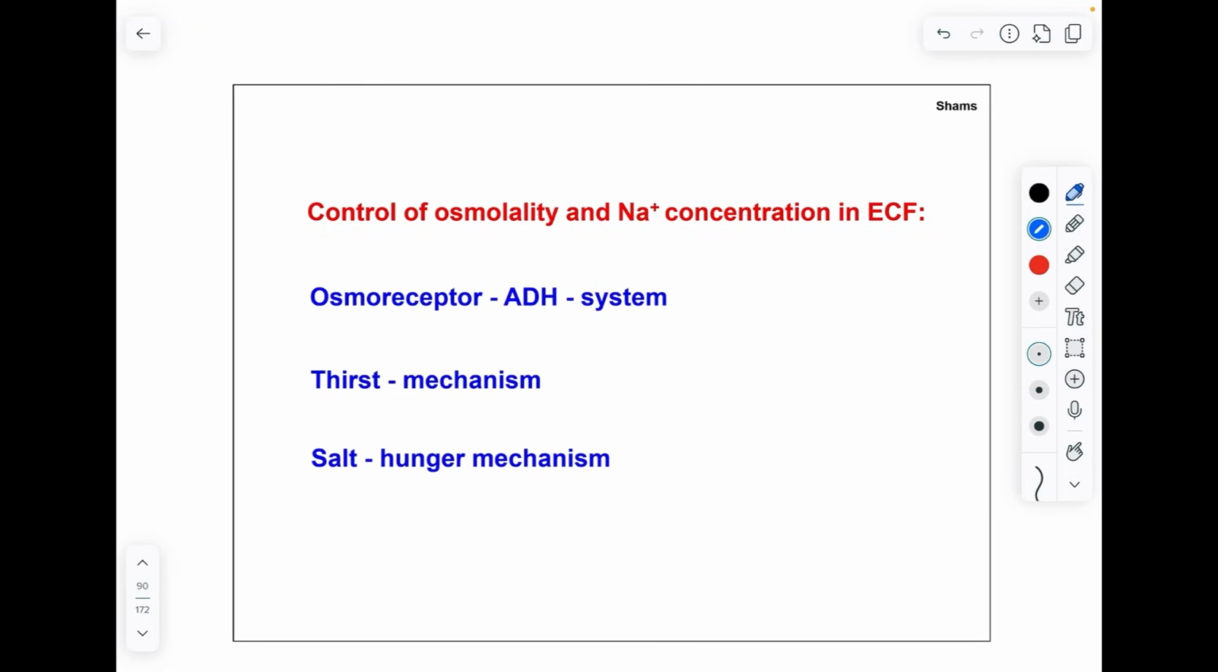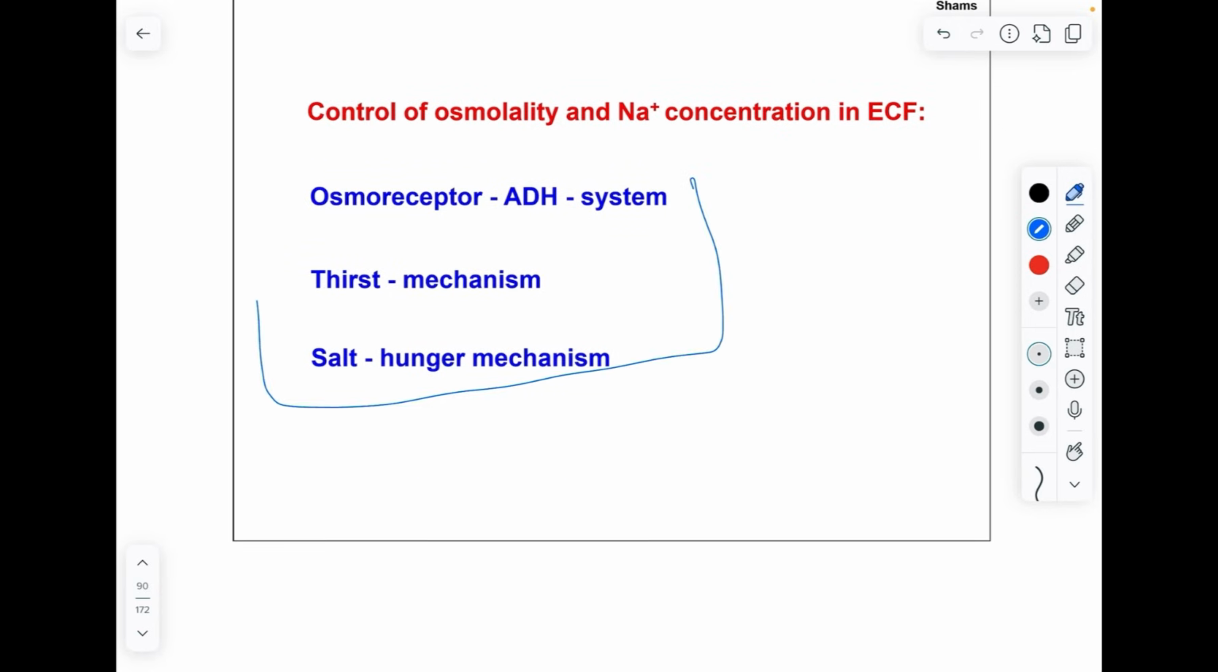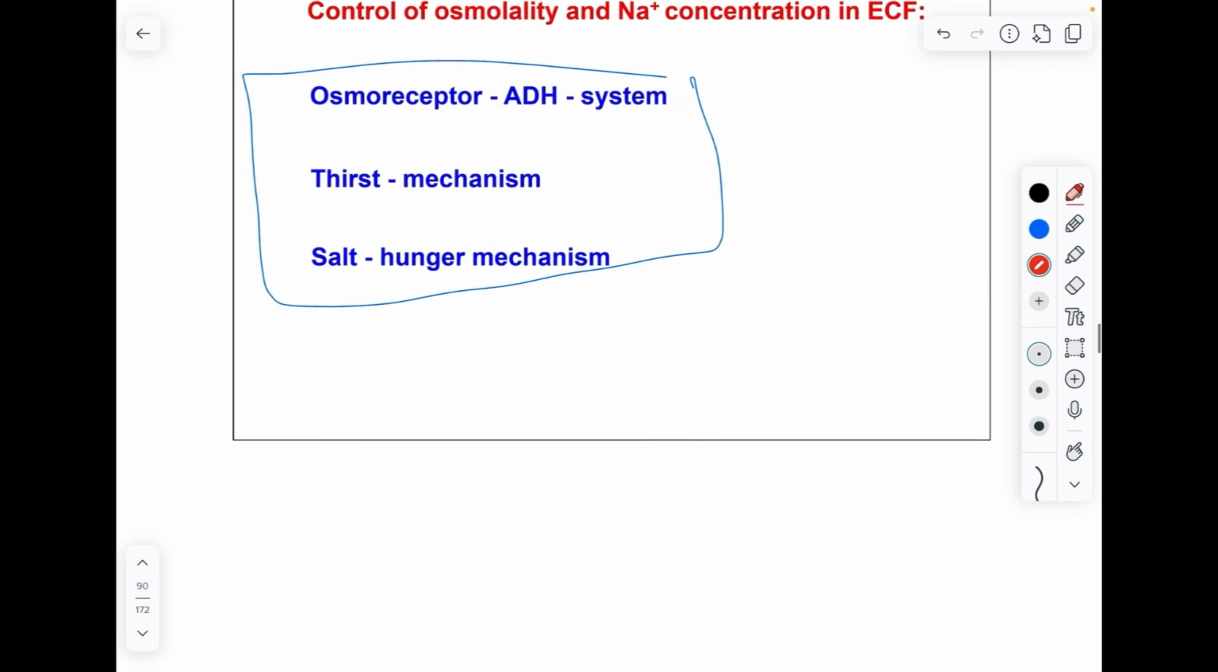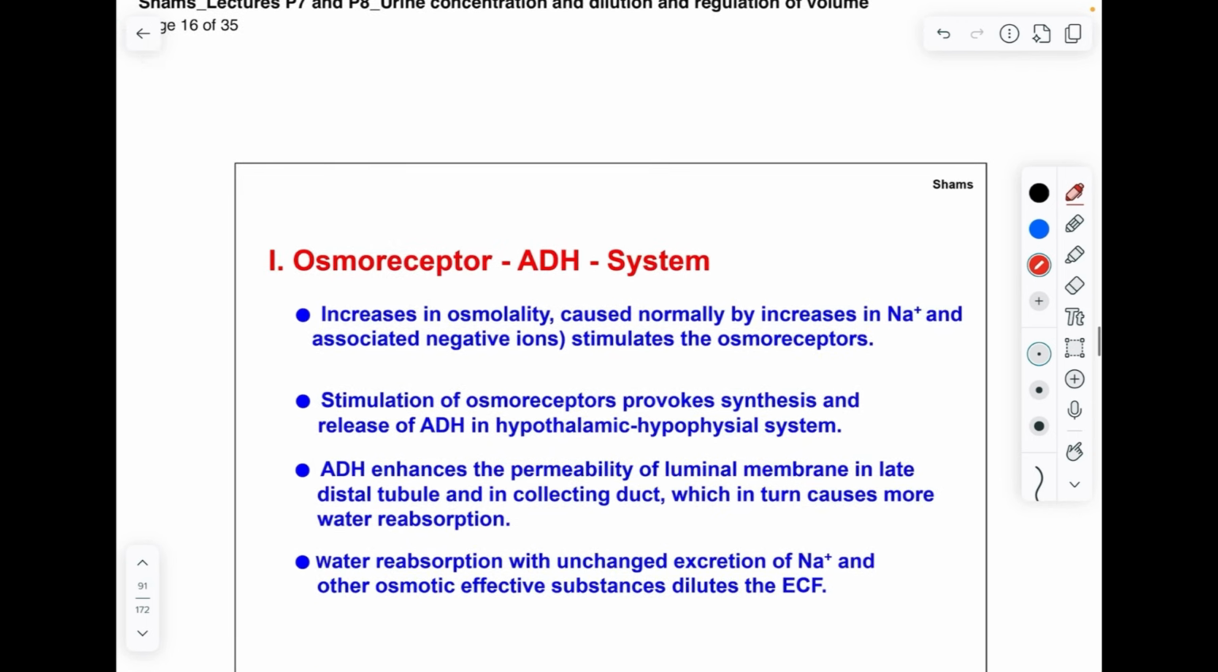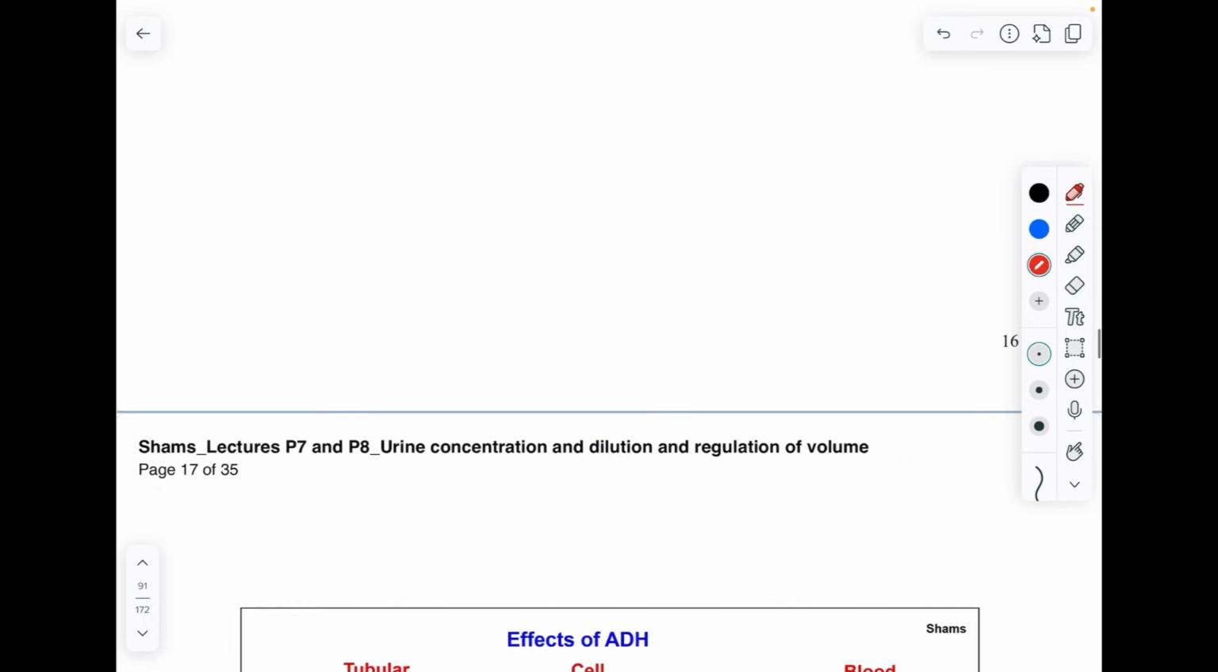We were talking about the reabsorption and all of that, all of the nephron. But now we want to talk about when do we release ADH and how do we deal with the decrease and increase in osmolality. Now, we have these three systems that you should keep in mind, okay? We will talk about them one by one. First of all, the osmoreceptor and ADH system.